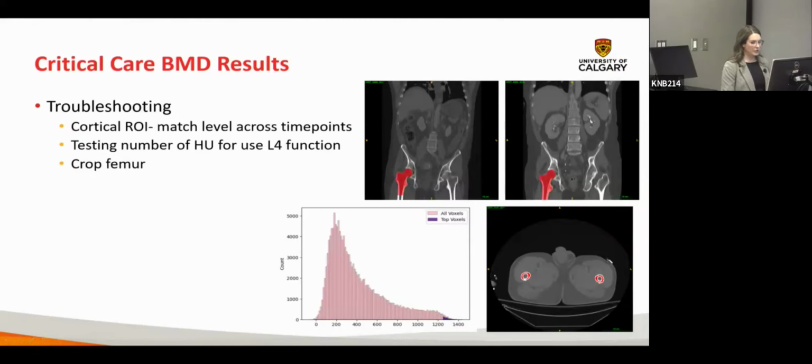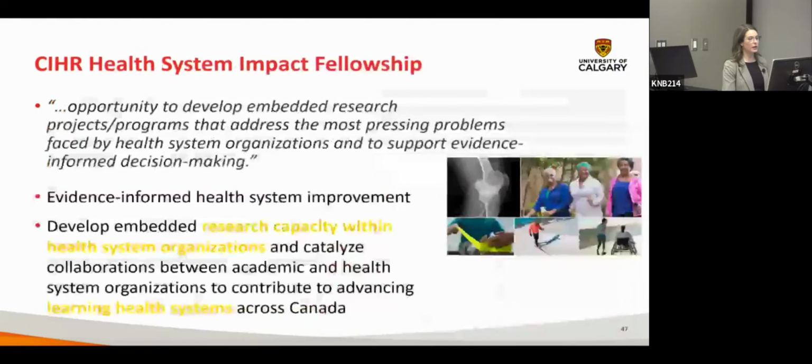Okay, so I'm going to switch gears here and talk about the implementation side, but I'd like to give a little plug first to the CIHR Health System Impact Fellowship. This is the fellowship I'm currently on. And it's all about, like I said at the beginning, trying to take things from the bench to bedside. So with the CIHR Fellowship, it's an opportunity to develop embedded research projects and programs to address pressing problems. So in my case, I've chosen osteoporosis that face the healthcare system and help to support evidence-informed decision-making.